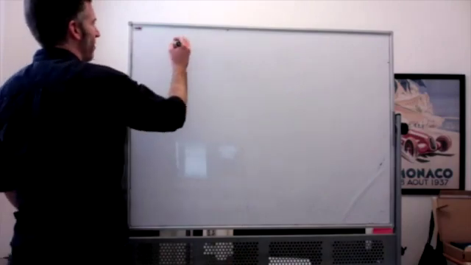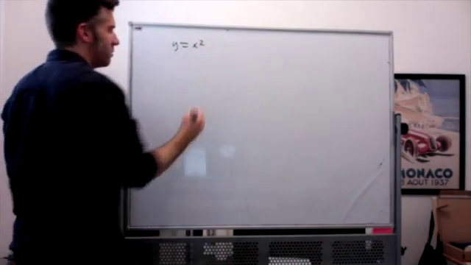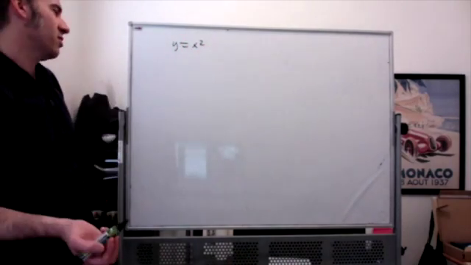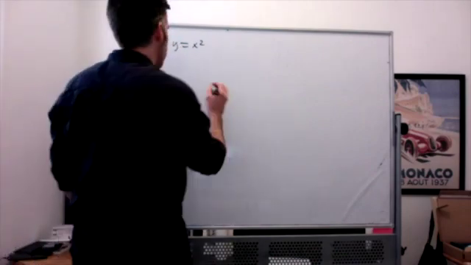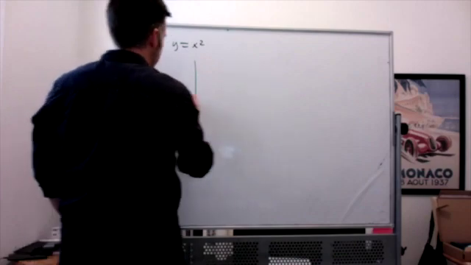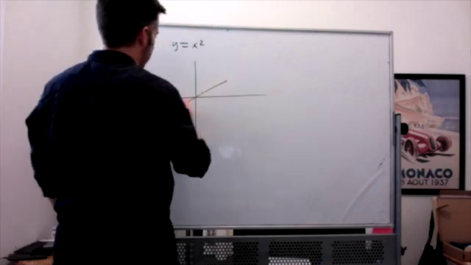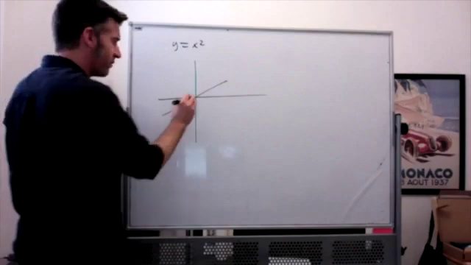So what if I wanted to graph y equals x squared? Sure, y equals x squared. In 2 dimensions, super easy. In 3 dimensions, it's a little bit harder. So we've got the parabola.